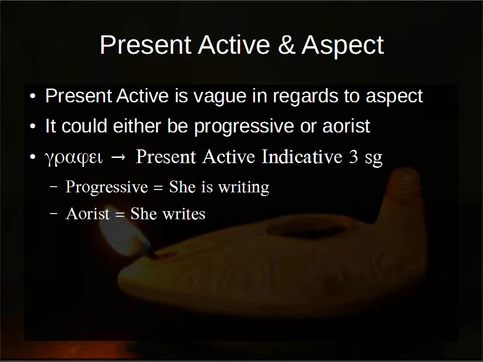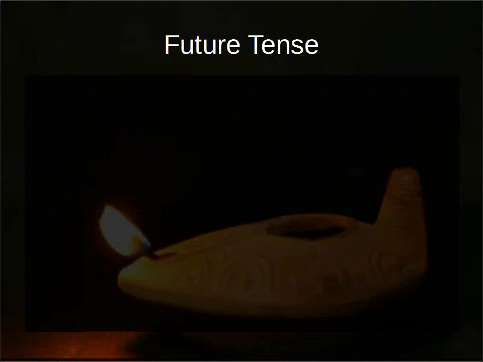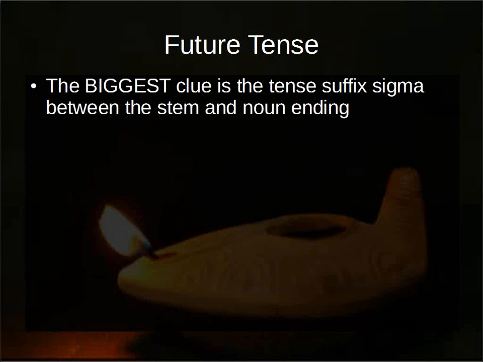Okay. So like I said, we went through the present active indicative. We went to the present middle passive indicative. Let me do some review for the future tense. Okay? So the future tense. Like I said before, the biggest clue is the tense suffix sigma between the stem and the noun ending. Okay? So before the noun ending, you got the sigma, right?